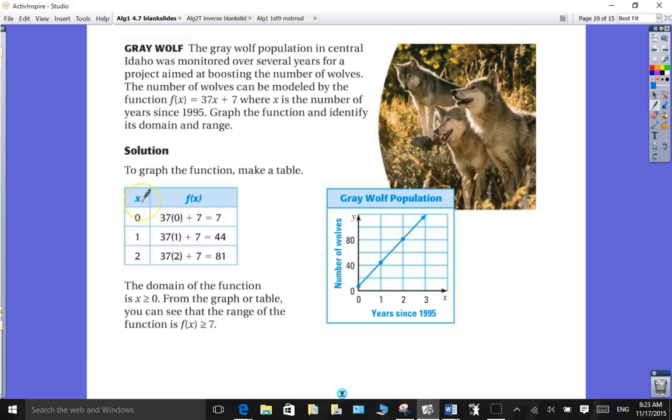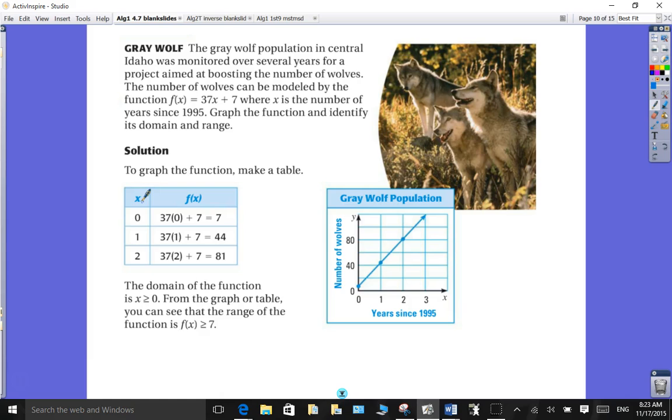So they made a table of values. Now it's not x and y, it's x and f of x, which we know to be equivalent, because y is equivalent to f of x. They substituted x equals 0, 1, and 2. Where'd they get that from? They made them up, right? Is it going to make sense to have negative x's? They said to make it the years since 1995. So they start with 0, which means what year is it? 1995. Then they put in a 1, and 2, 1997.